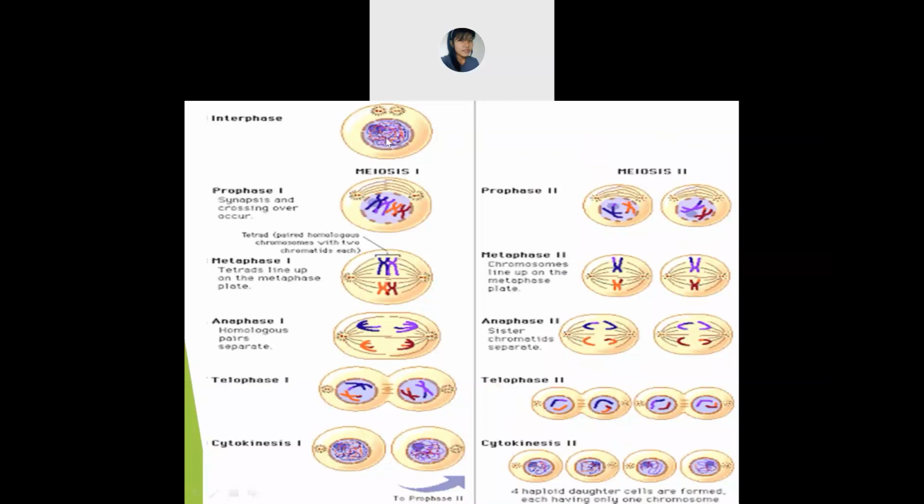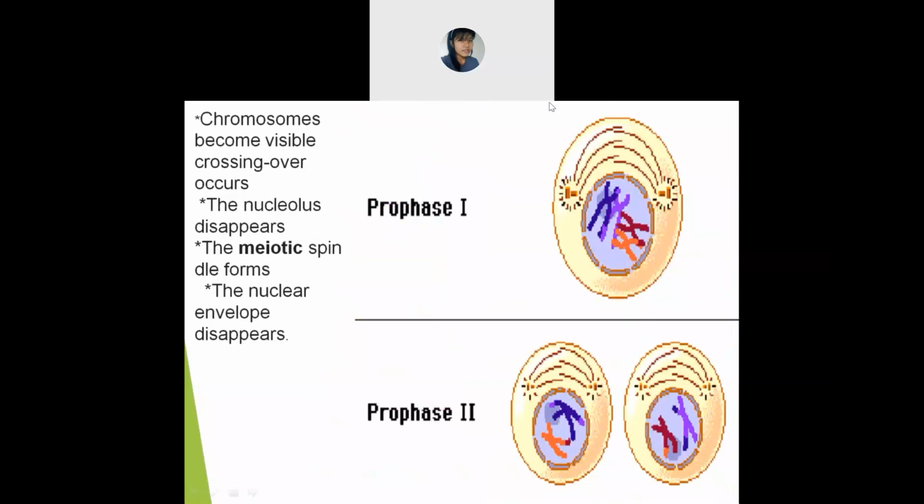So in interphase you see they all were coiled together, but in prophase one or prophase two you just see the difference, the chromosomes are visible. Can you all see the difference? Can you see the difference or not? Yes, ma'am. So this is the difference. Okay, let us continue.